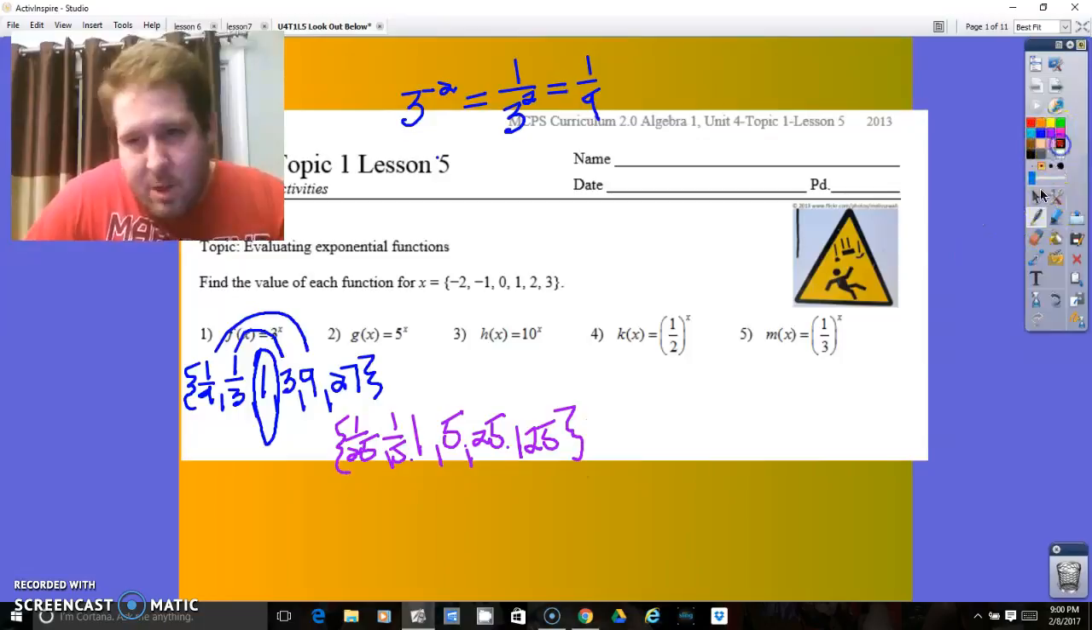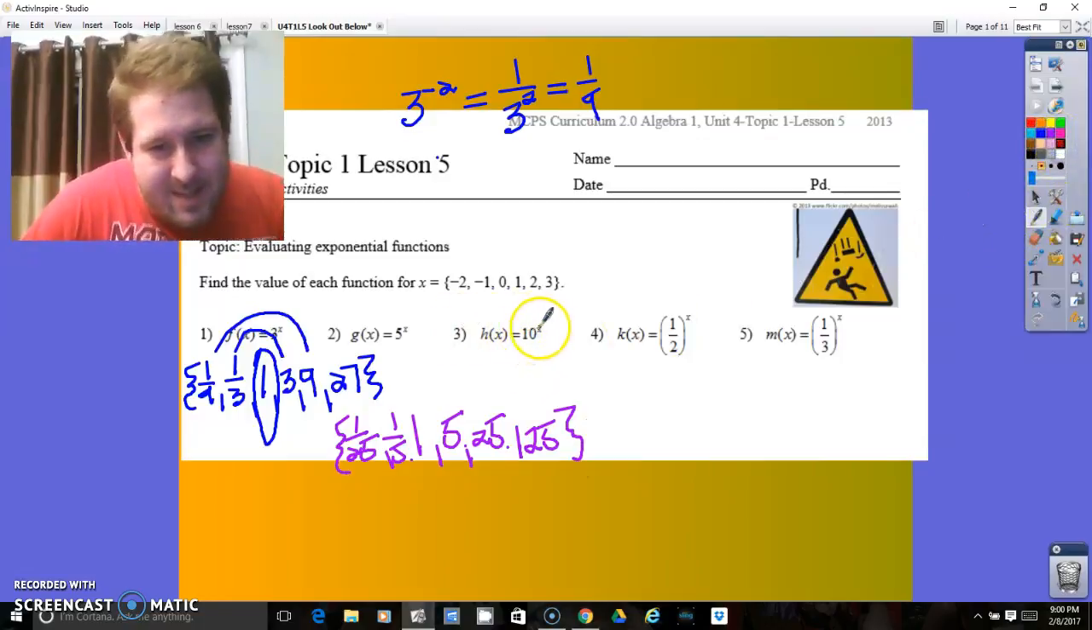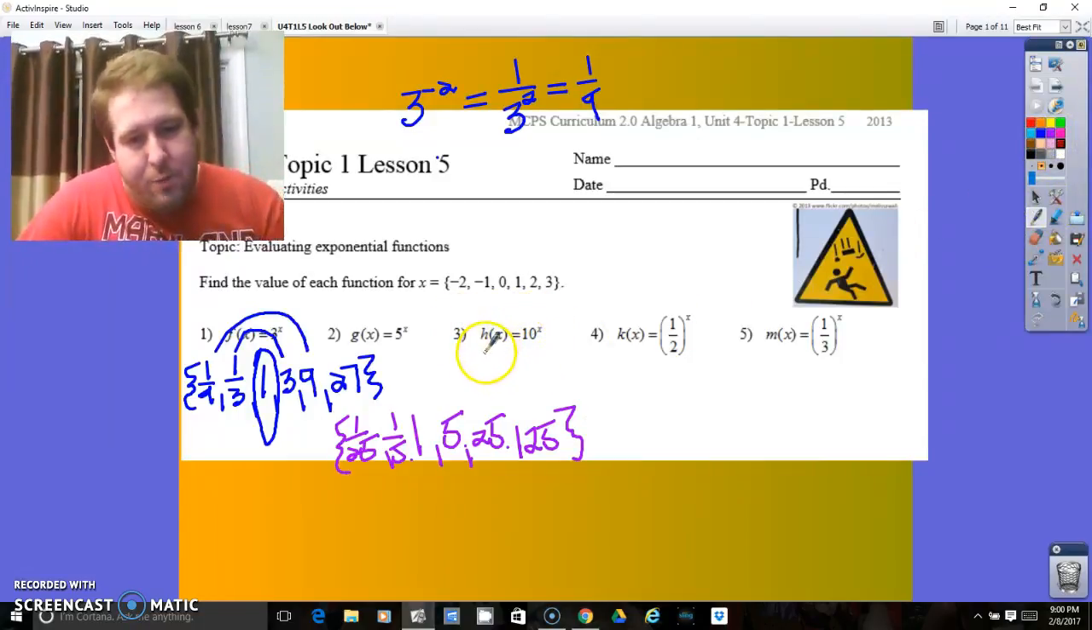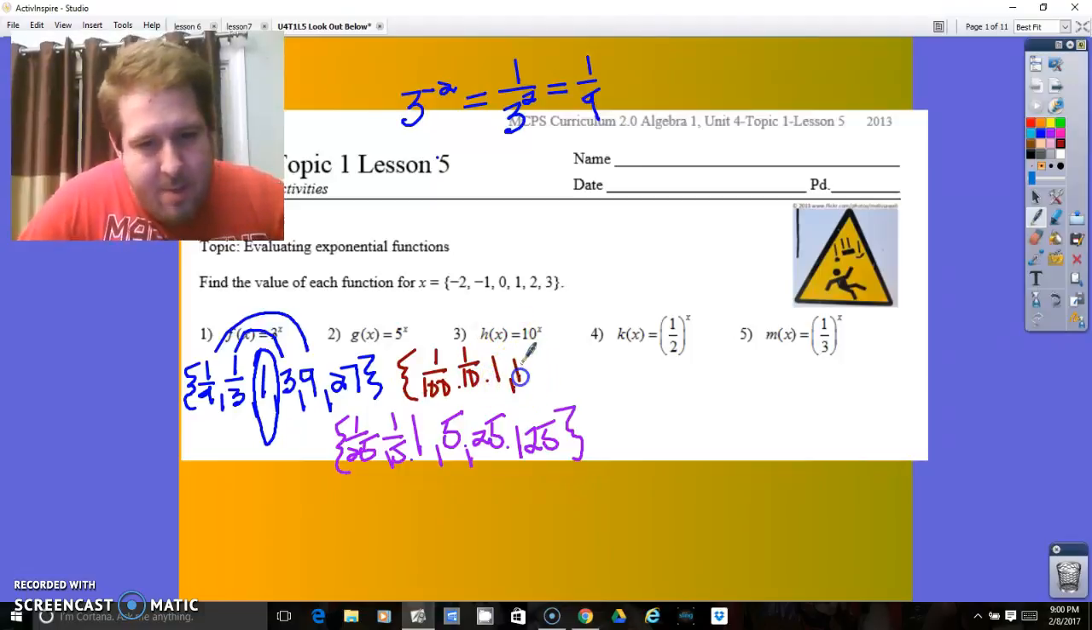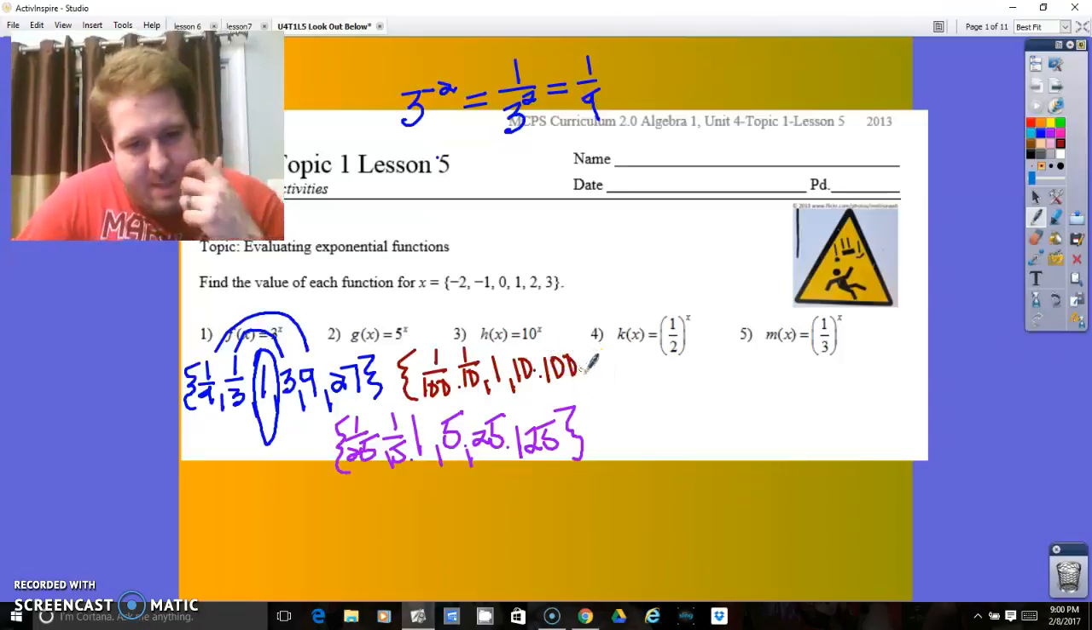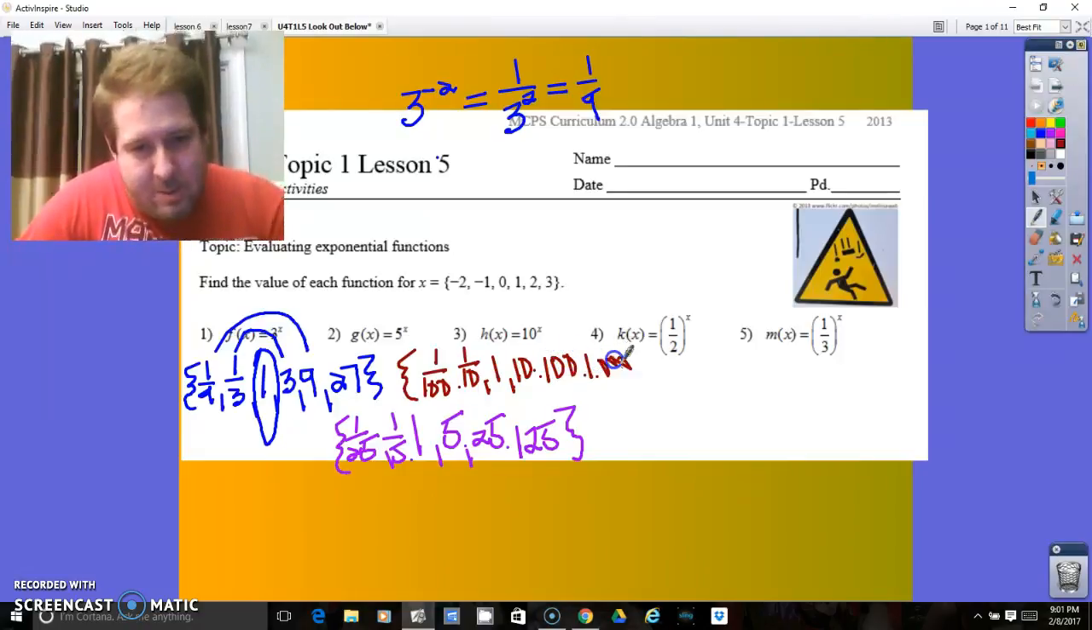All right, change colors again. This time it's 10 to the negative second. So that would be 1 over 10 to the second, which is 1 hundredth. And then 1 tenth, and then 1, because the 1's always in the middle. Then 10, and then 100. That'd be 10 to the third would be 1,000.